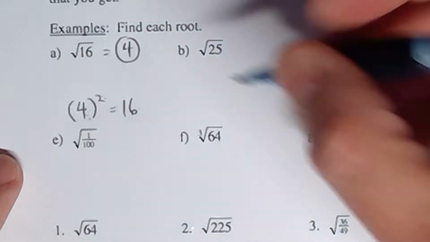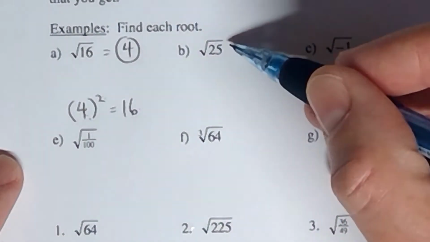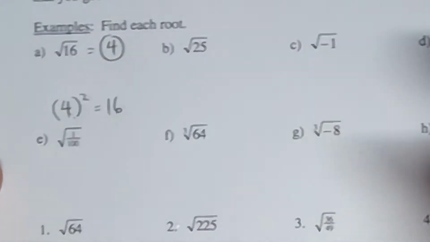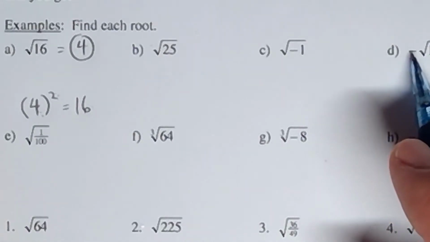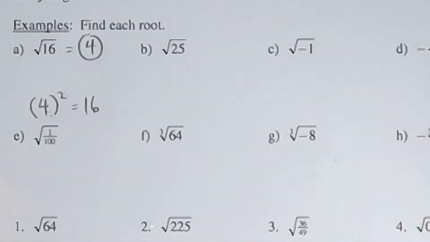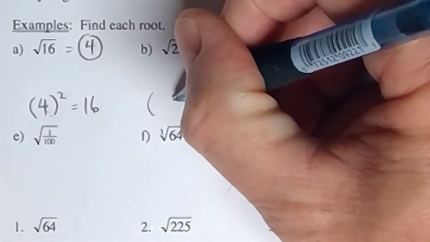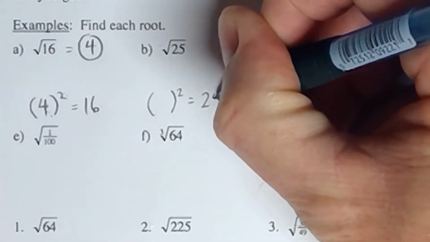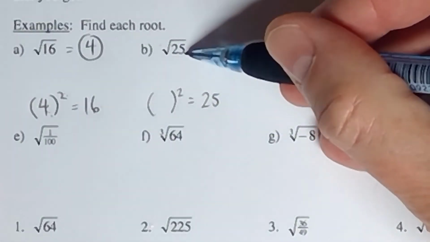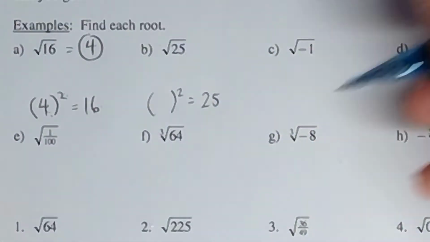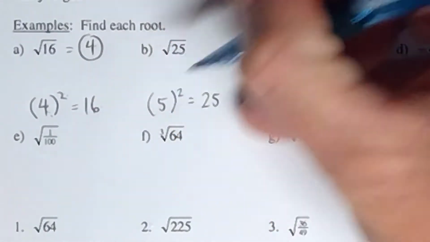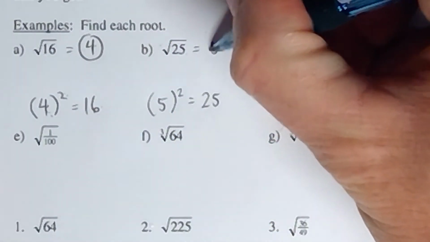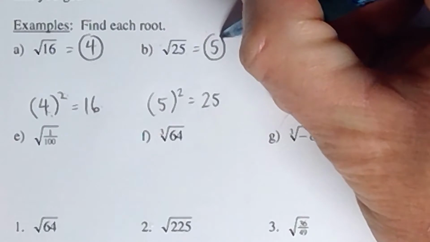Let's try that again. We have just a square root radical, no negative in front of it like in problem D over here. So what they're asking is, what positive number do you have to square so that it'll be equal to the number underneath the radical? Well, we know that that's 5, right? And so the answer is 5. All right.